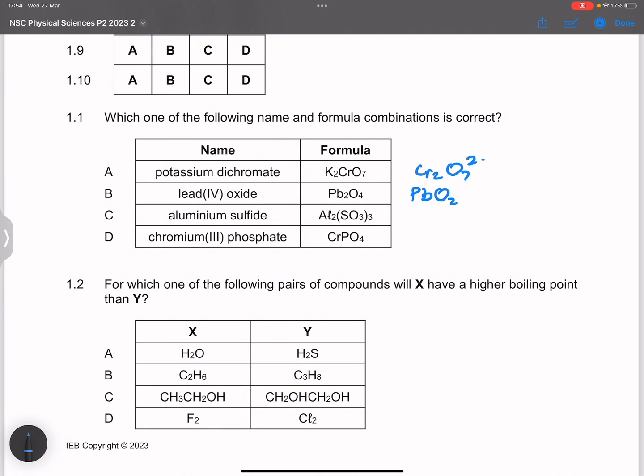Okay, aluminium sulfide. Remember, aluminium is 3 plus, but when it comes to the sulfide ion, that's definitely not how we would write it. And the last one, chromium 3 phosphate. Definitely the phosphate ion is 3 minus and chromium is 3 plus. So definitely it would look like that. So my correct answer would be D.